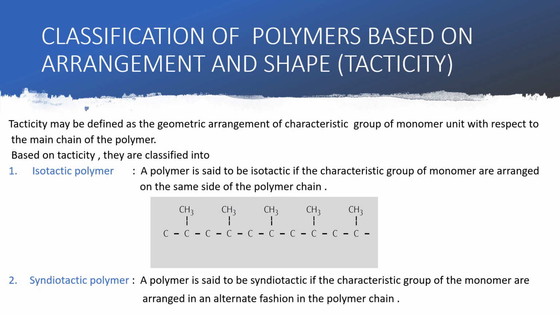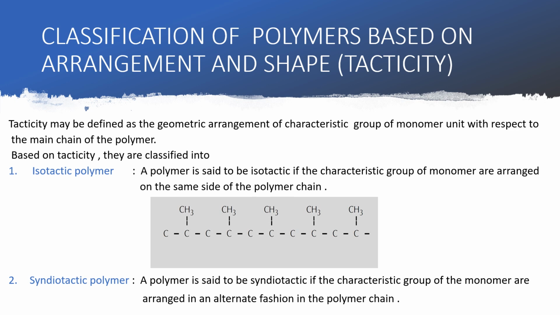Based on tacticity, they are classified into three types. Means based on arrangement and shape, they are classified into three types. First one is isotactic polymer, second one is syndiotactic polymer, and third one is atactic polymer. So let us move on to the first one, isotactic polymer.